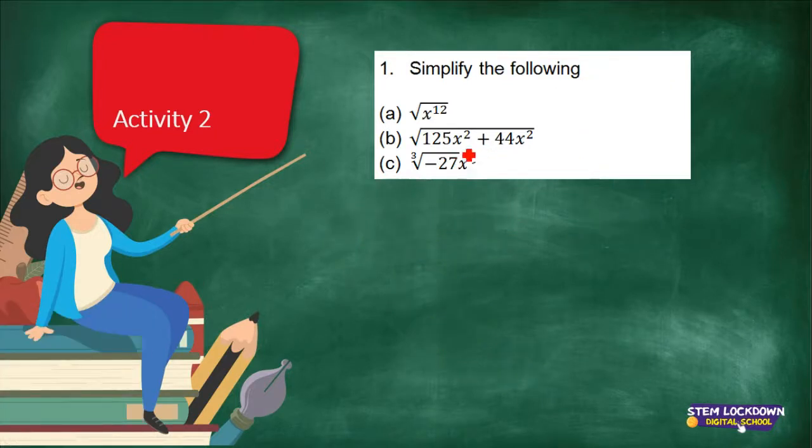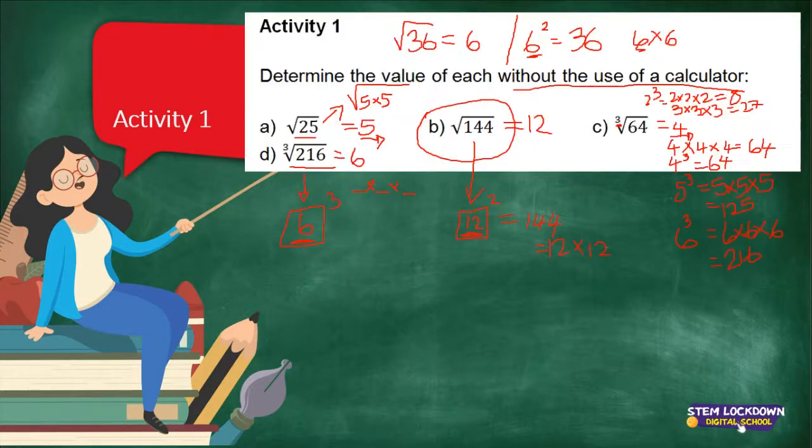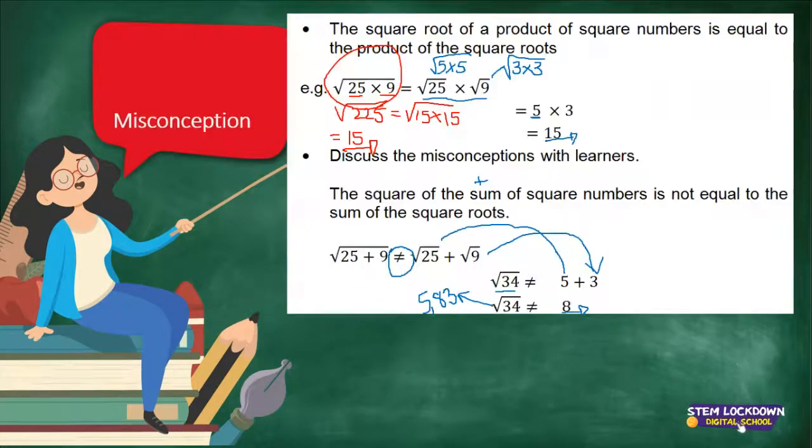Now for B, if you recall, learners, a couple of slides back, when we're looking at misconceptions, let me just go back here. Here I actually said, if you're adding two terms which are under the square roots, you cannot separate them out, because your answer will be wrong. If they are like terms, you can add them. Like 25 plus 9, you can add these because these are alike.